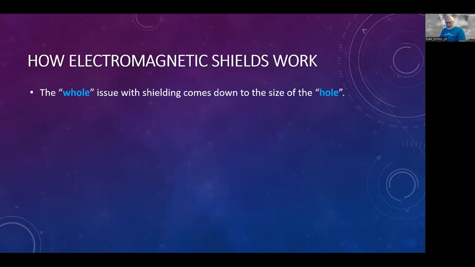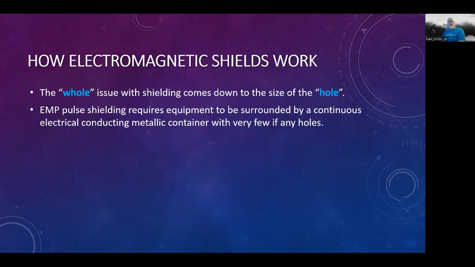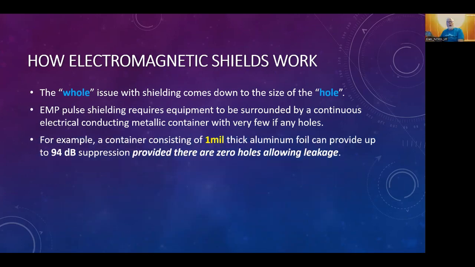I was going to talk about how electromagnetic shields work. It's worth going over. I'm just going to highlight a couple of things. This is really a 2-hour presentation, but I'm going to start cutting things out. So I will say that the whole issue with shielding comes down to the size of the hole, and that pun intended. So you want to make sure that your shielding has very few, if any, holes. An example, a 1 mil thick aluminum foil can provide 94 decibel suppression, providing there are no holes in the aluminum foil.